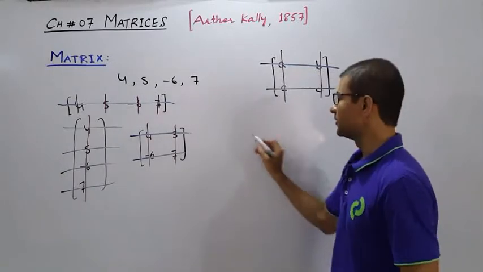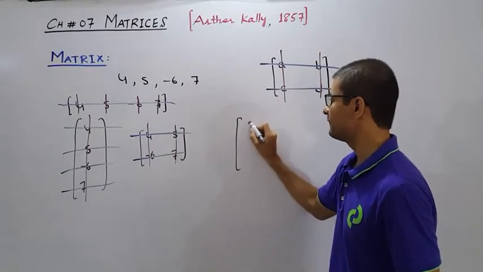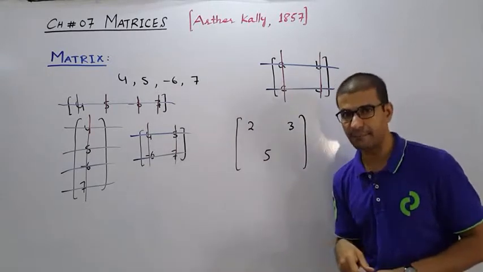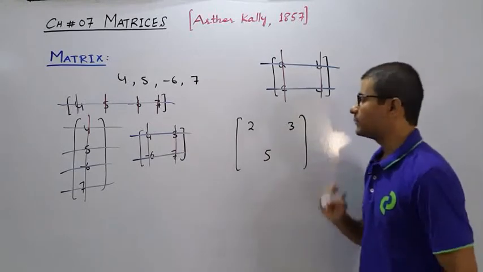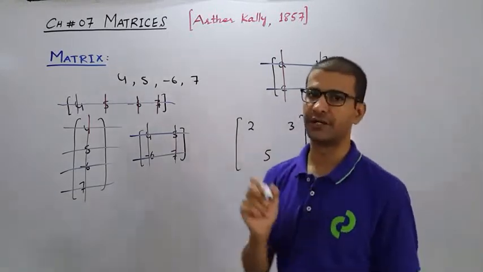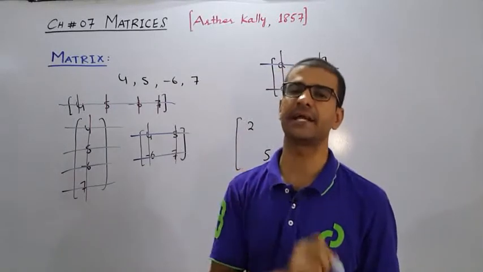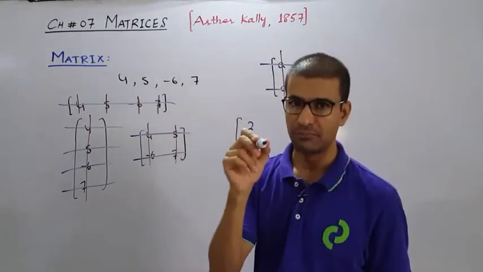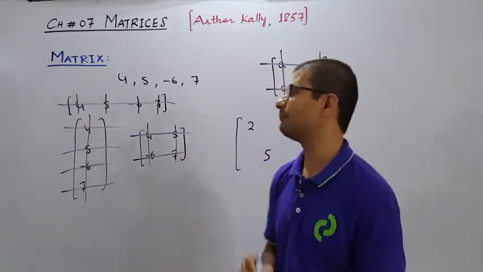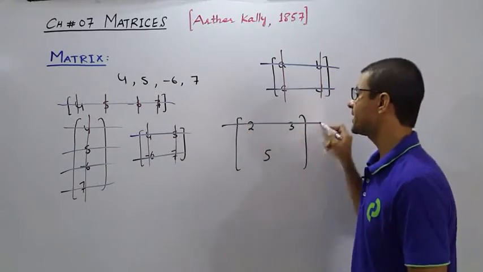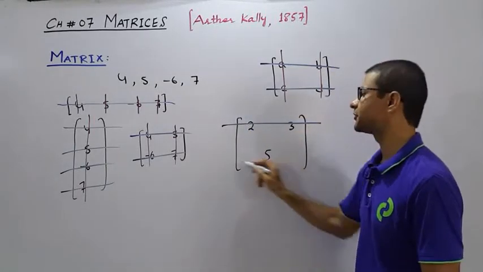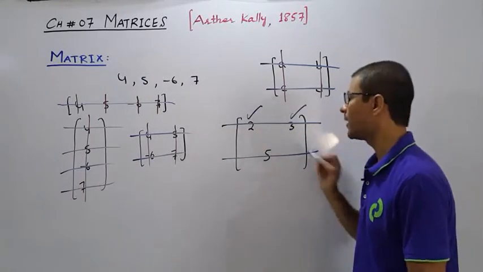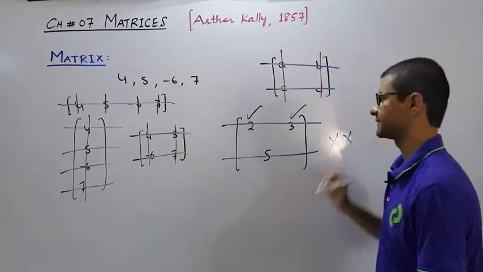Okay students, if we have numbers 2, 3 and 5, is this a matrix? How can we check? For this we have a condition. Each row must contain the same number of elements and each column as well must contain the same number of elements. In the first row we have 2 members, but in the second row we have 1 member. So this is not a matrix.